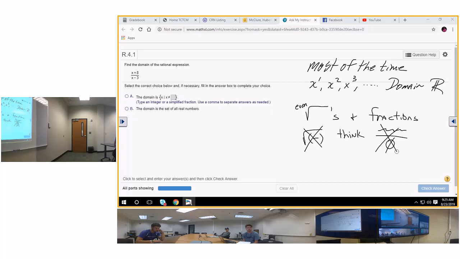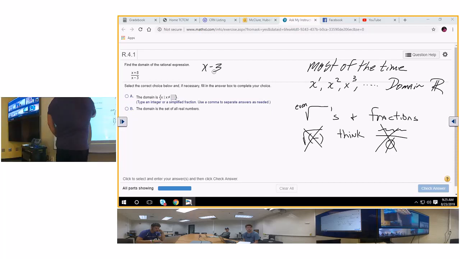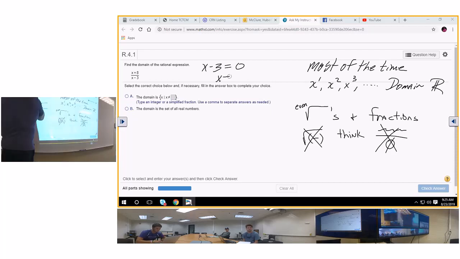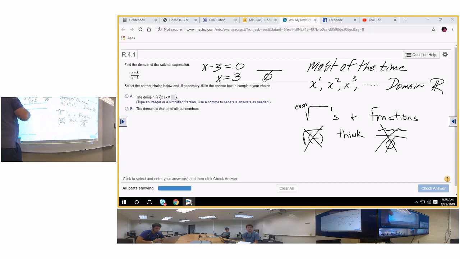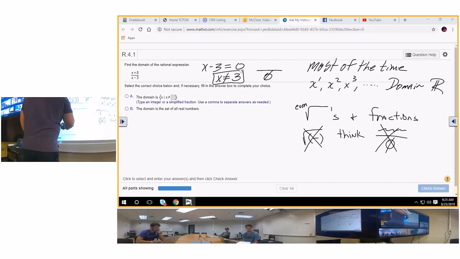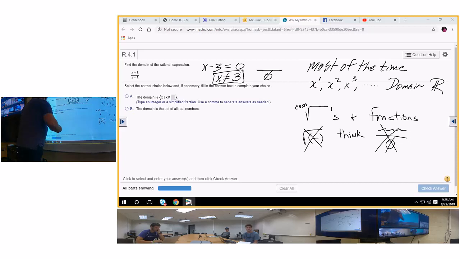So, x minus 3 is equal to 0. X is equal to 3. So that means if I plug in 3, I'm going to get a 0 in the denominator, which doesn't work. So x cannot equal 3. So, there's 2 ways to write this. You can say x such that x cannot equal 3. That's called set builder notation.